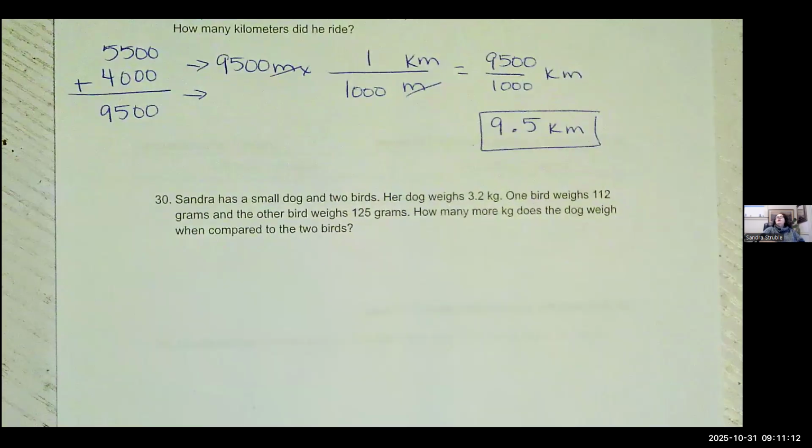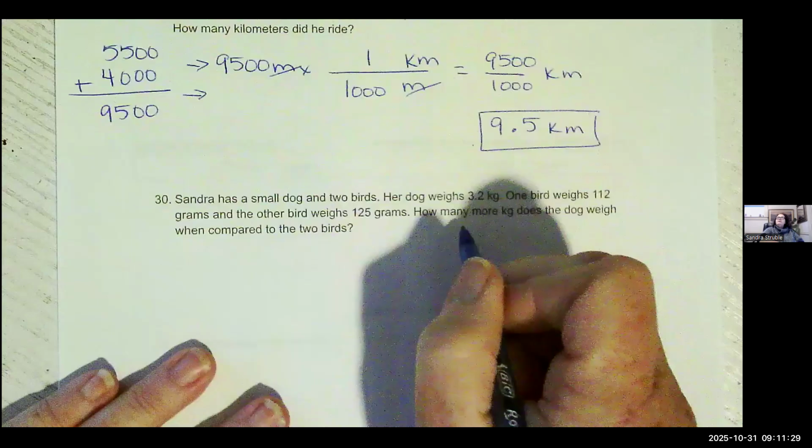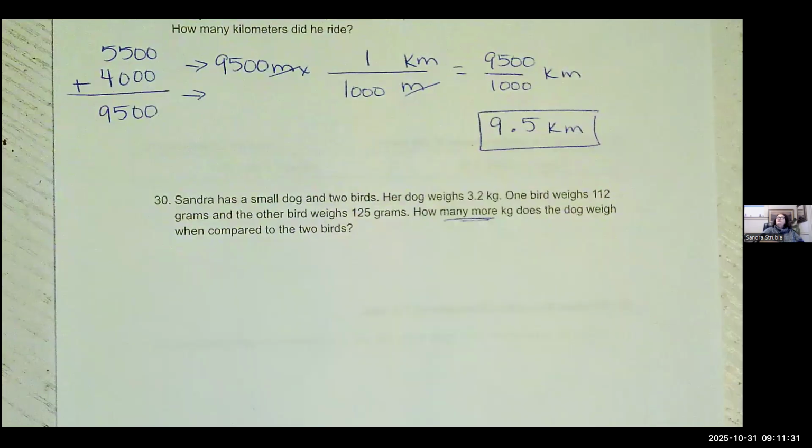And 2 birds. Her dog weighs 3.2 kilograms. One bird weighs 112 grams. The other bird weighs 125 grams. How many more? It tells me I'm subtracting. How many more kilograms does the dog weigh when compared to the 2 birds? They're asking how many more kilograms, so we need everything to be in kilograms.